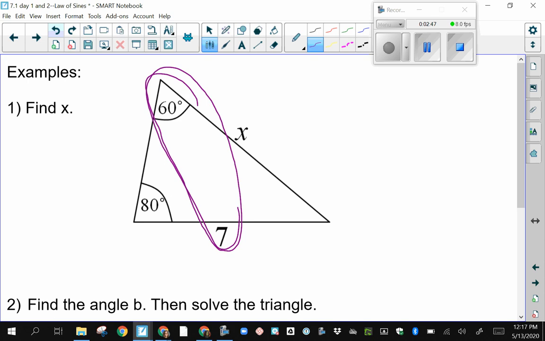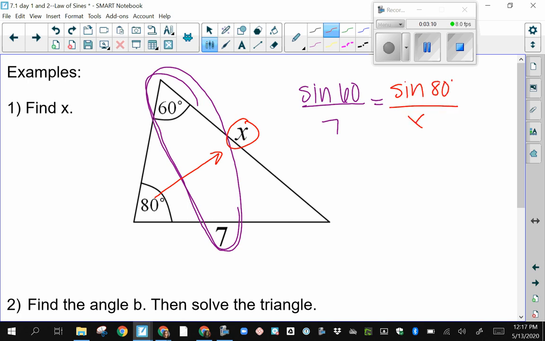I know that sine of 60 degrees can compare to 7. I have to know one of these side-angle relationships in order to be able to use law of sines. That will help me here because I'm trying to find side x, and I do know the angle that is opposite it. If you didn't know that, you might need to use the triangle sum theorem or something to come up with that. Okay, so there is my proportion.